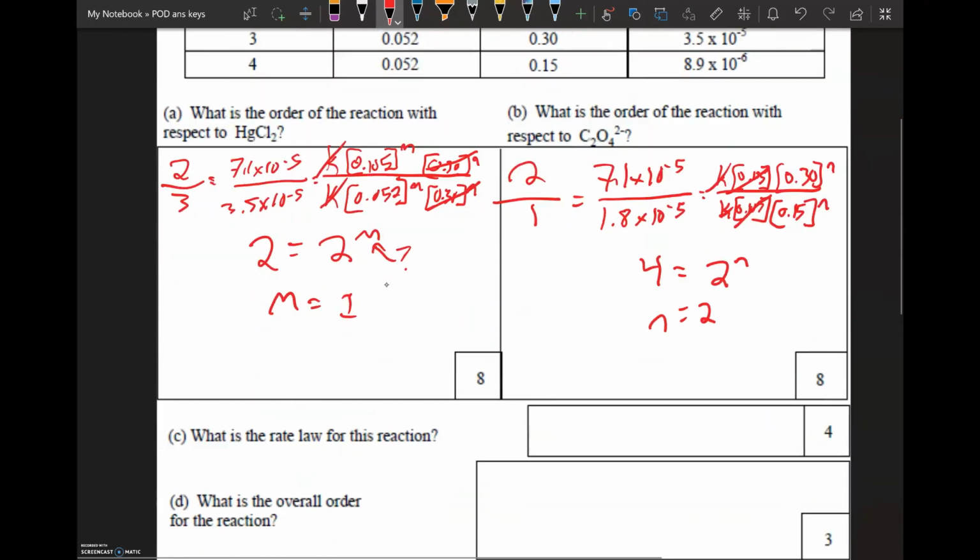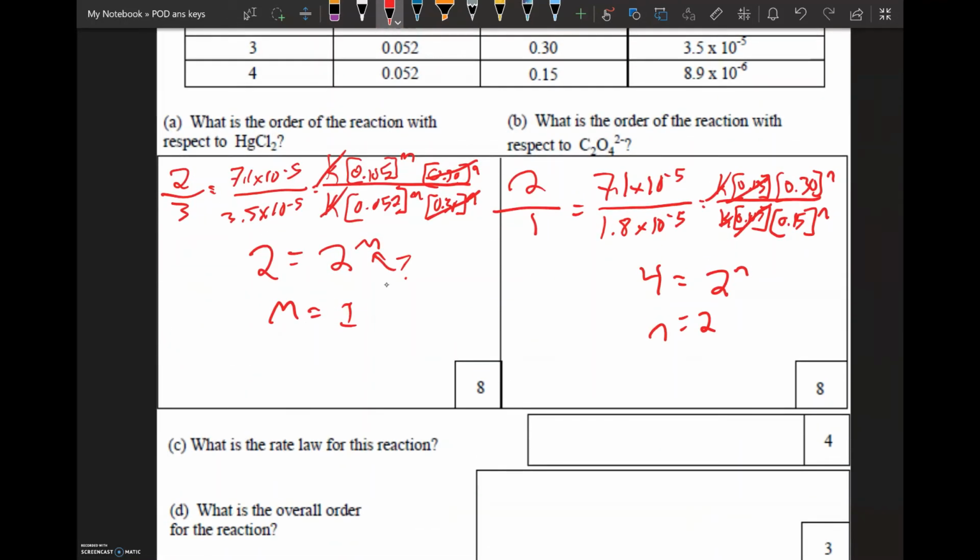So what we've just done here is we've calculated and determined what m is and what n is. Now, the next thing we're going to do in part C is find the rate law for this reaction. So we're just going to take the information that we're given. So rate is equal to k. We calculated the m. So m is first order. Now you don't have to write 1 up there. I'm just writing it so we can see it. It's not necessary to write it. And then this is going to be to the second power.